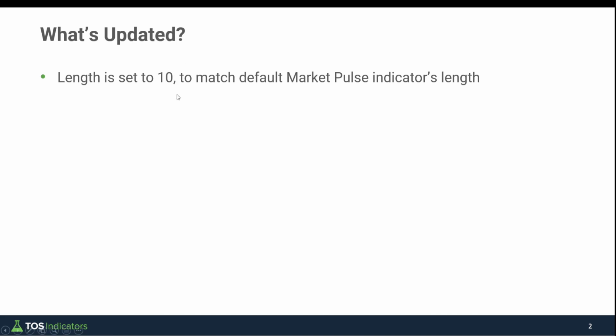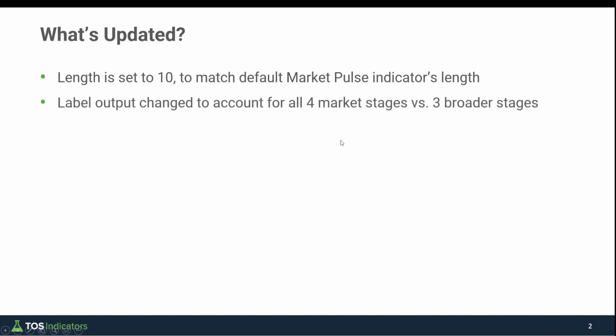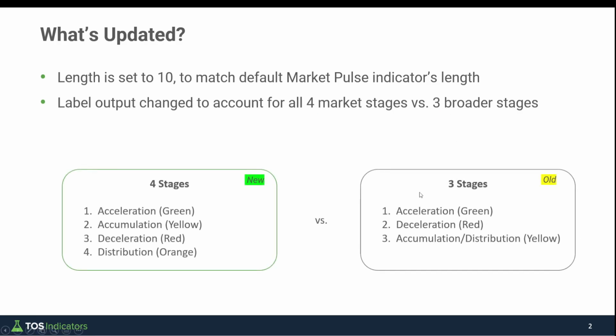Now, step two in terms of what changed, which I think is the bigger change, is we now account for all four market stages instead of trying to just group stages into three groups. What I mean by that is, this is our old version where we had acceleration, so when the market's going up, we would have a green label. When the market was going down, we had a red label, but anytime we were in chop, whether it was accumulation or distribution, we just clumped that up into one yellow label.